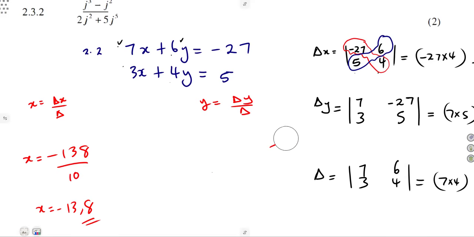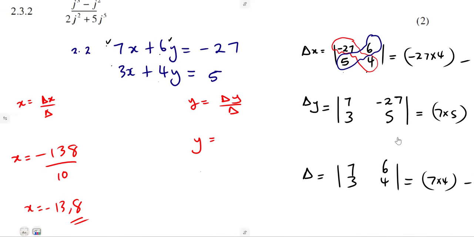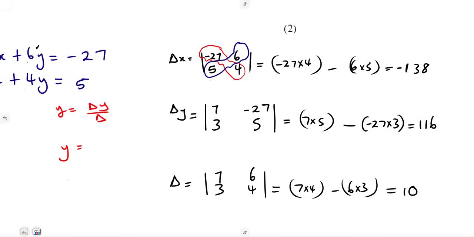Okay, so the same thing for y. Our delta y, which is 116, divided by the one for the constants, which is 10. So it was going to be 11,6, just like that.